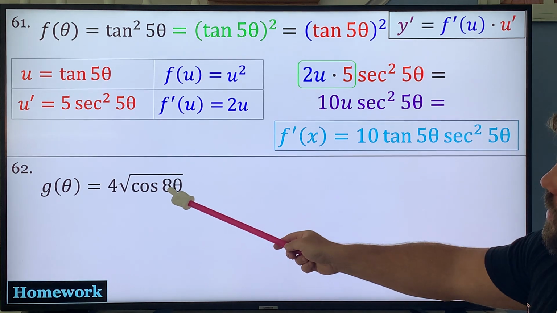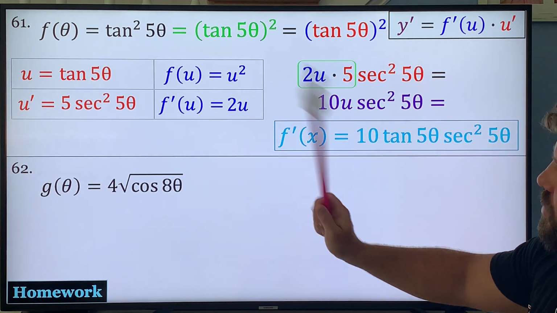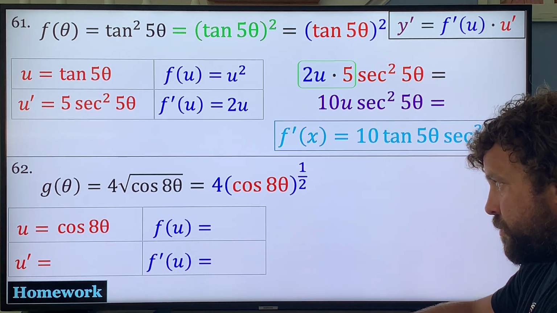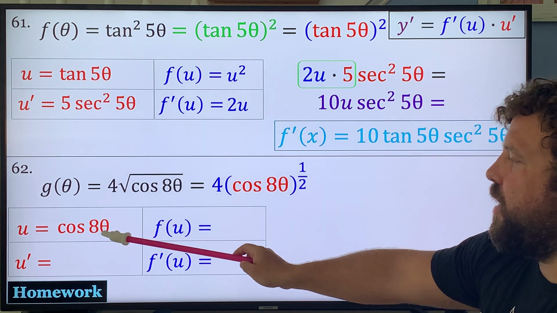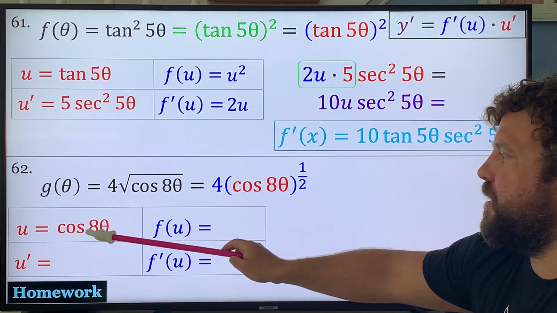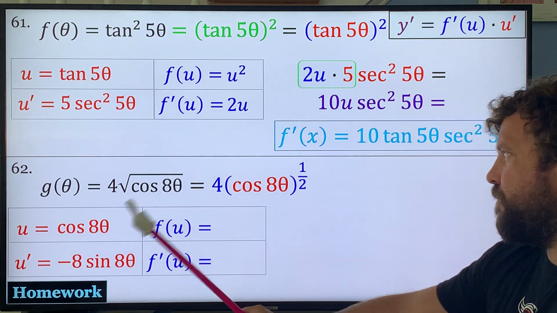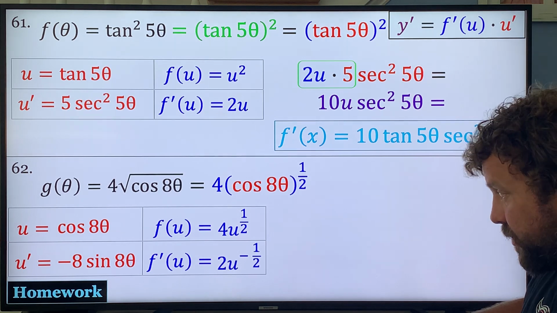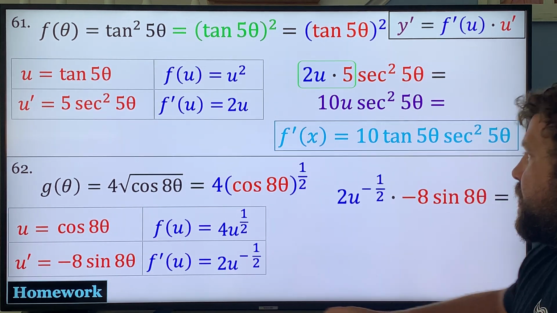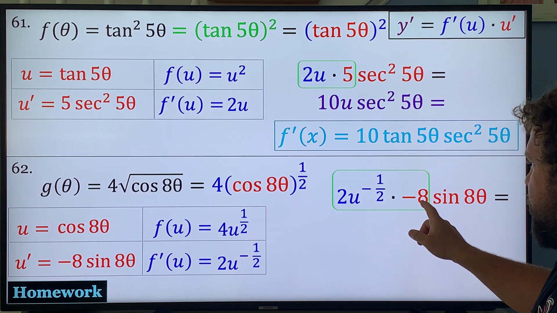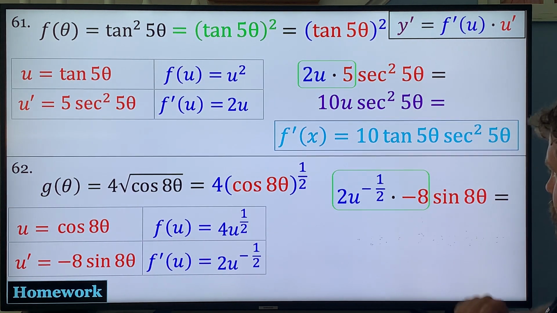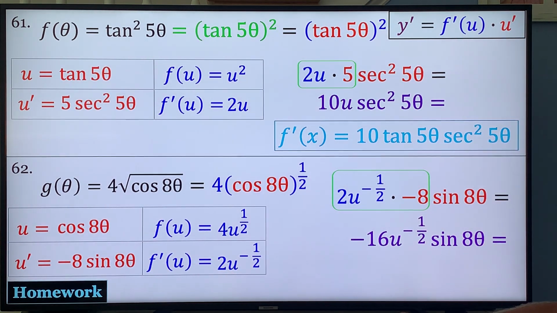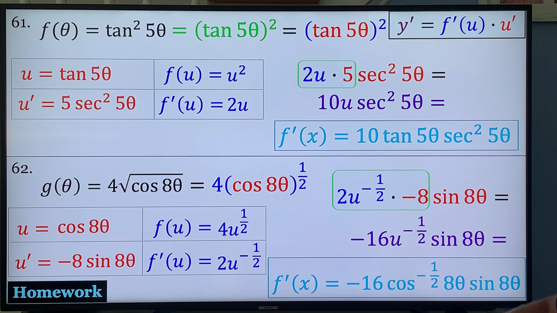4 cosine 8 theta to the 1/2 power. Cosine 8 theta is your u. Derivative of this is 8 times negative sine 8 theta, so negative 8 sine 8 theta. 4u to the 1/2. 1/2 of 4 is 2u to the negative 1/2. 2u to the negative half times negative 8. 2 times negative 8 right here is negative 16, u to the negative 1/2 sine 8 theta. Negative 16 cosine 8 theta to the negative 1/2 sine 8 theta.